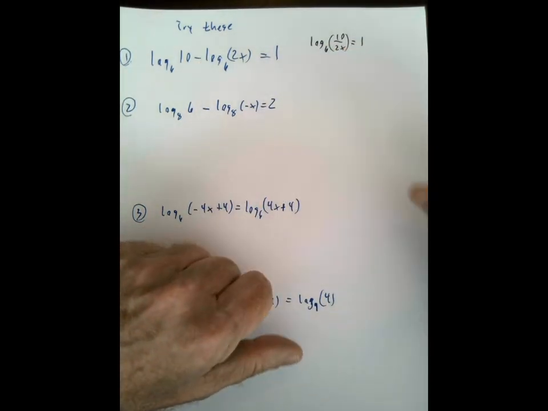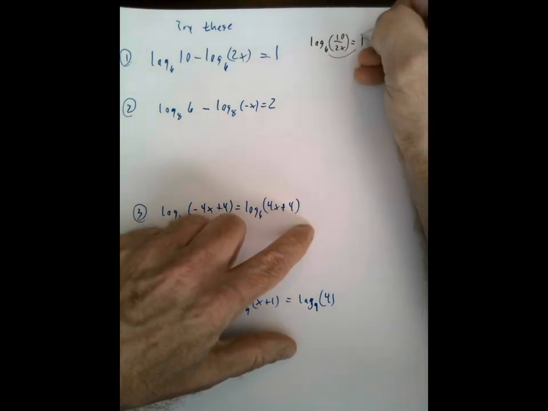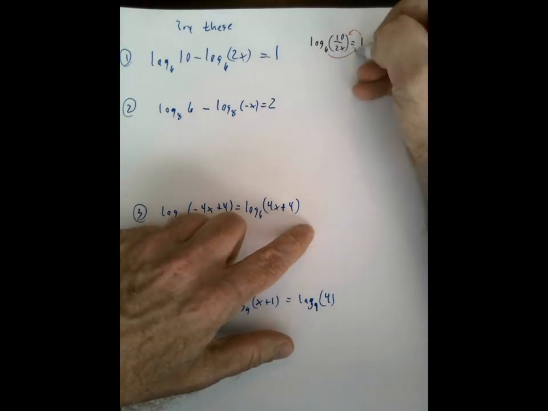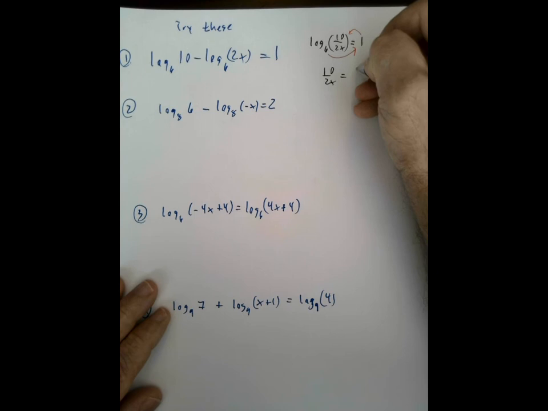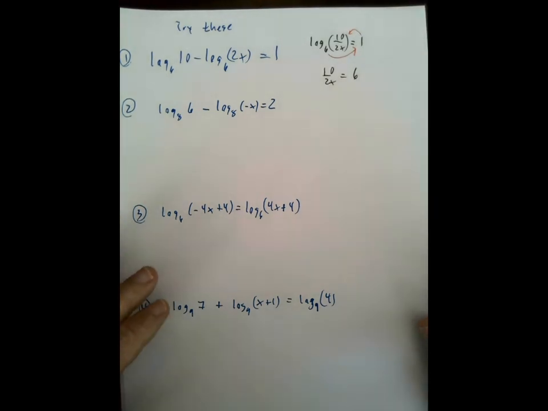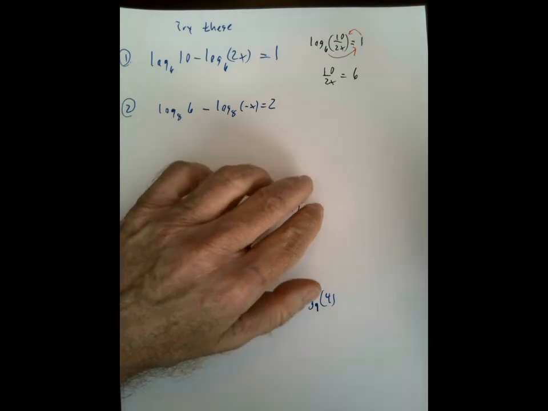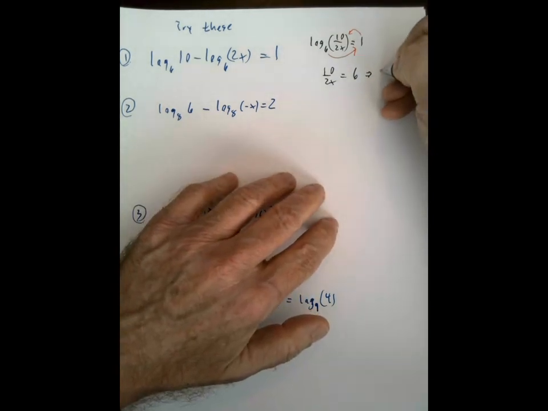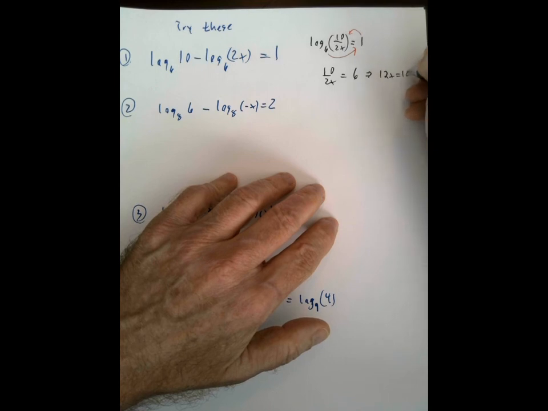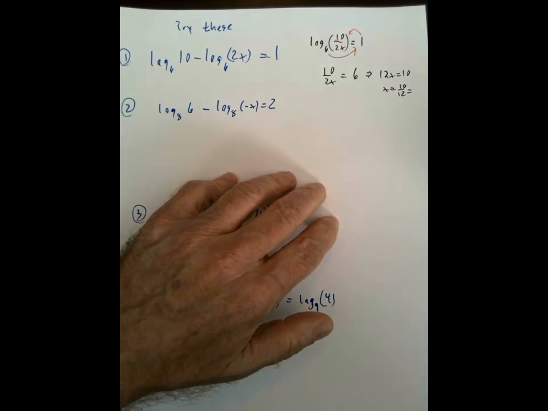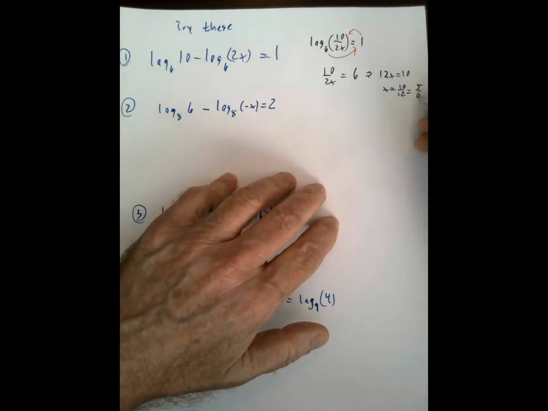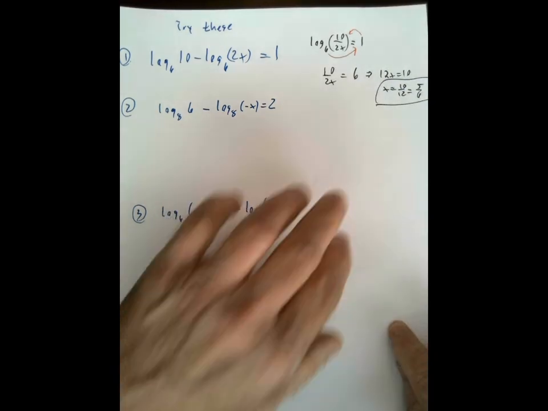Now we change this to an exponent. 6 to the first power is equal to that bit right there. So 10 over 2x is equal to 6 to the first power, which is 6, right? Multiply both sides by 2x. That's 6 times 2, 12x is equal to 10. Divide both sides by 12. X is 10 divided by 12, which is 5/6. Good. So that's what we did there.